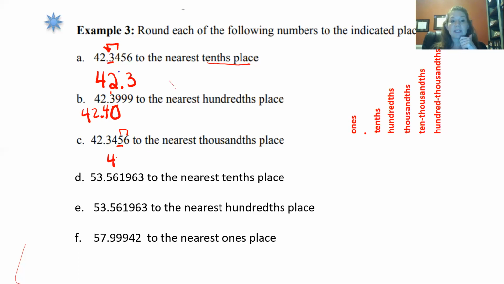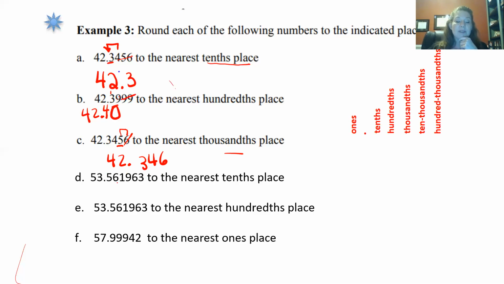So rounded to the nearest thousandths, this number would be 42 and 346 thousandths. Now that 5 turned into a 6, but then remember I drop all numbers after whatever place I'm rounding to. So I was rounding to the tenths place here, I dropped the rest of them. I was rounding to the hundredths place, I dropped the rest of them.